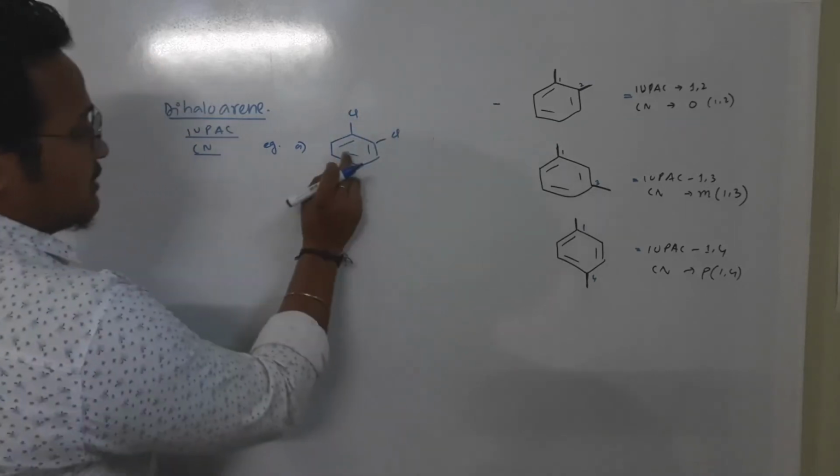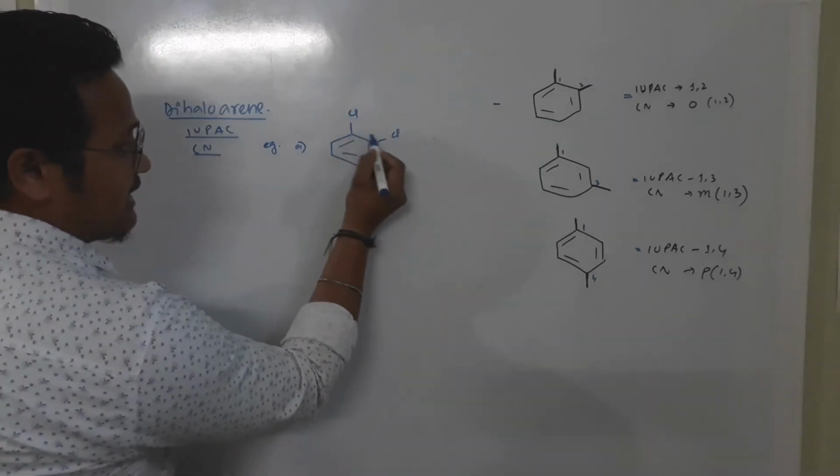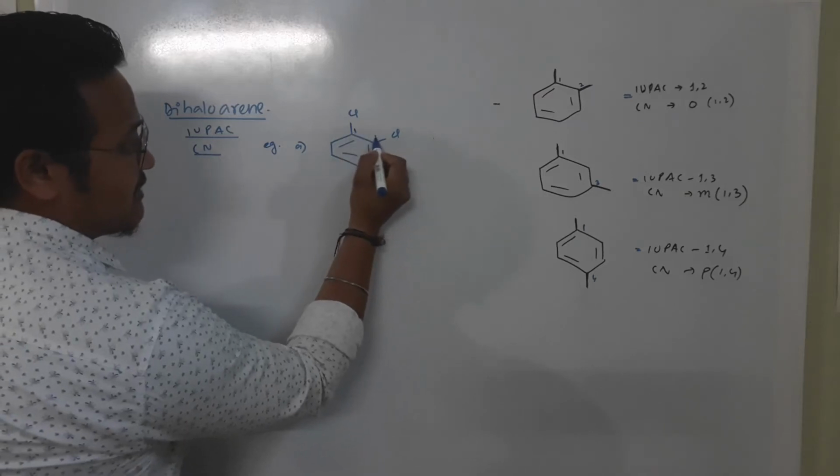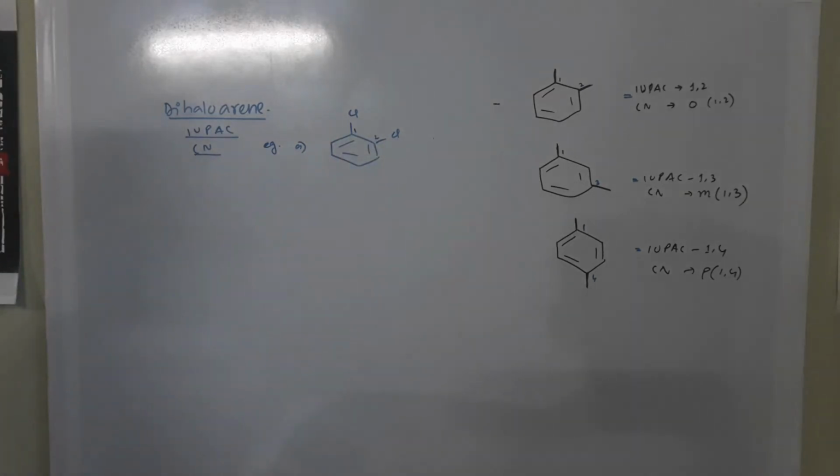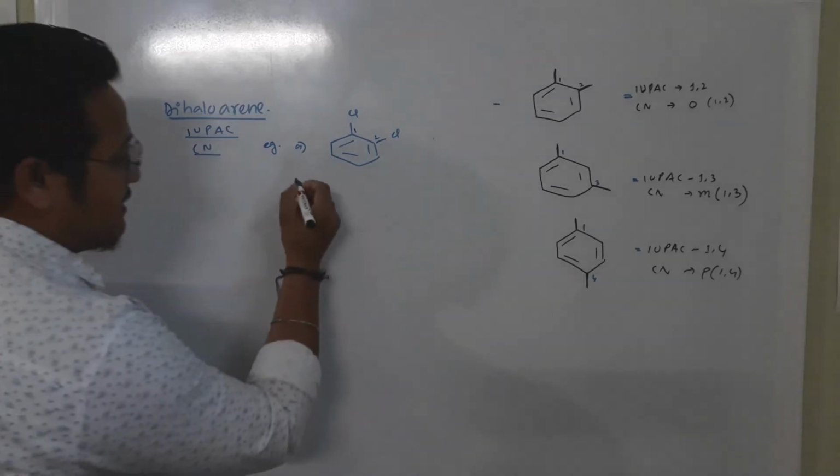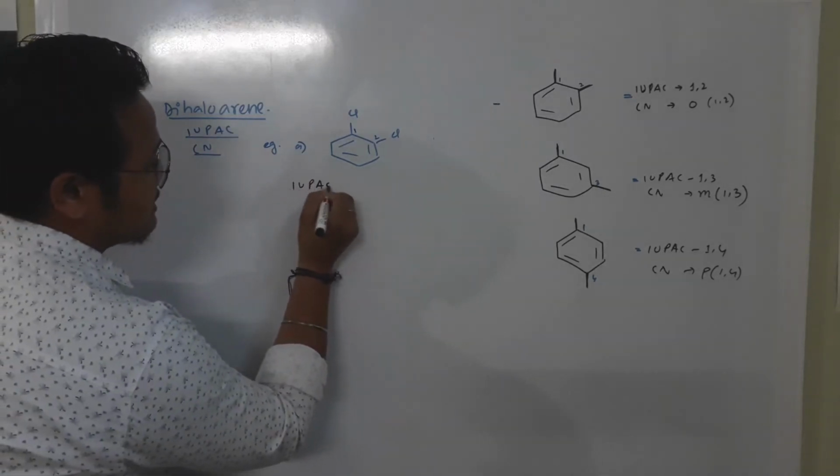Clear? So now what? If it is 1, it can be 2, or if it is 1, it can be 2. Then that means what? They are in your 1, 2 position. Okay.